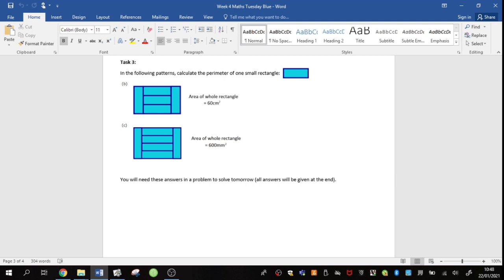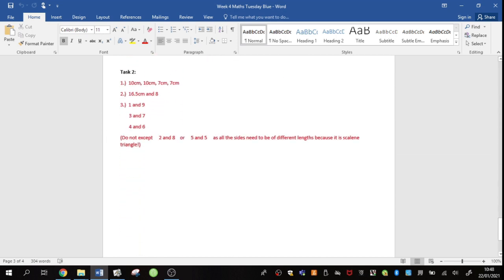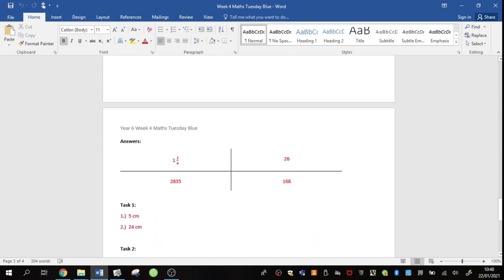Now this is question B and C, so you're going to need the answers to question B and question C for tomorrow's problem, and again all answers will be given at the end, they are not at the bottom. Hold on to them for tomorrow.